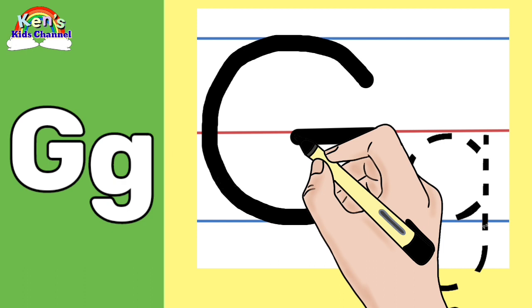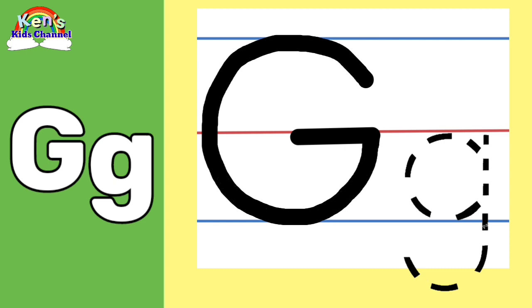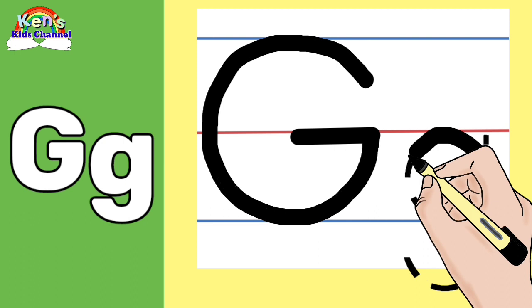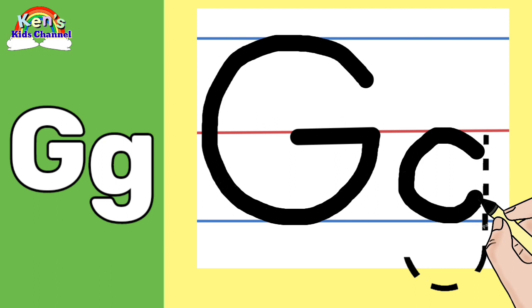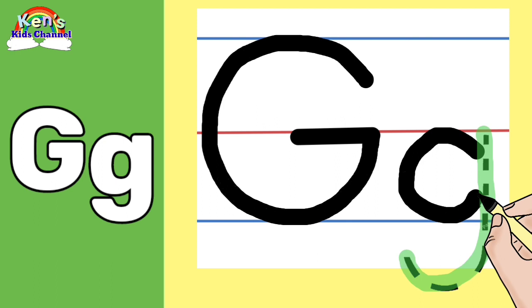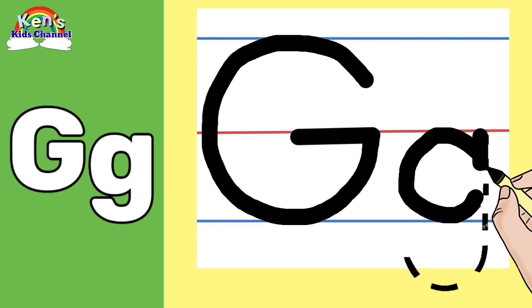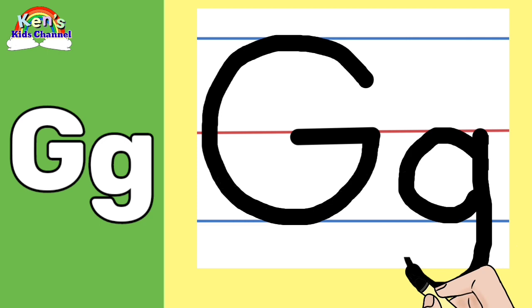Now let's write the baby letter G, or the small letter G. Let's make a small curve. Start below the middle red line. Then make a curve up to the middle red line and swing down to the bottom blue line. Now let's make a straight line with a little curve at the bottom. Start on the middle red line, straight down through the bottom blue line, then make a little curve.